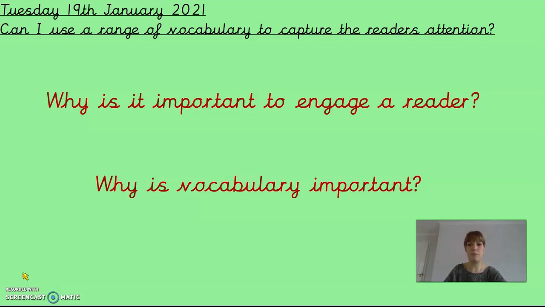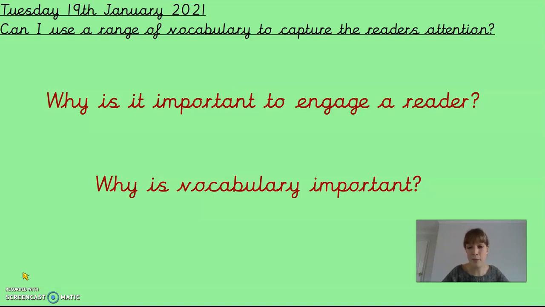Okay, welcome back. So why is it important to engage a reader? Now it's important to engage a reader because you want your writing to be read. You worked super hard on it and you want your reader to read it. You also want your reader to feel joy and happiness when they're reading, because reading is a lovely pleasure in life, and you want your reader to feel happy reading your writing, so then they read more of it.